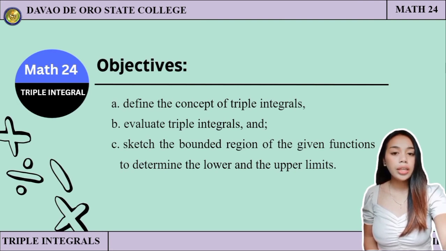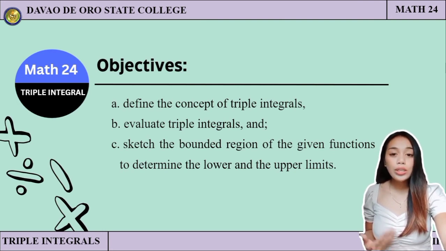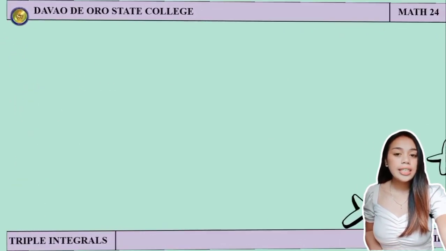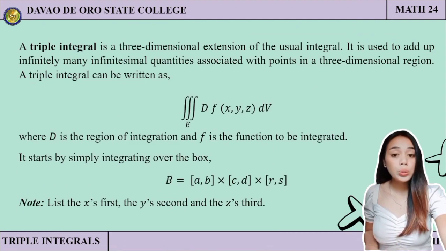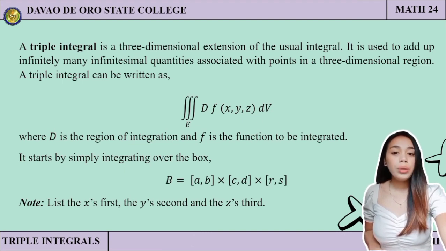Now that we know how to integrate over a two-dimensional region, we need to move on to integrating over a three-dimensional region. We use a double integral to integrate over a two-dimensional region, and so it shouldn't be too surprising that we will use a triple integral to integrate over a three-dimensional region. A triple integral is a three-dimensional extension of the usual integral. It is used to add up infinitely many infinitesimal quantities associated with points in a three-dimensional region.